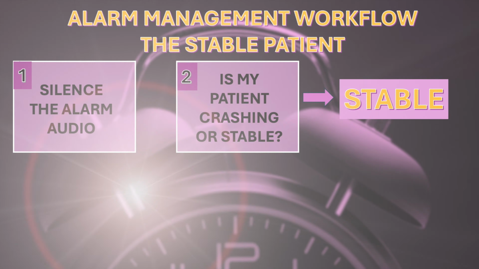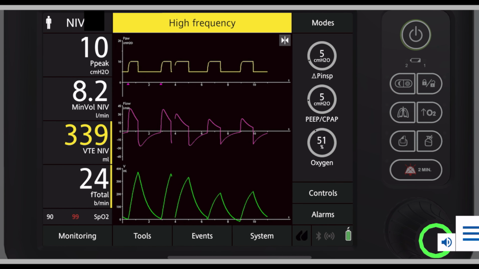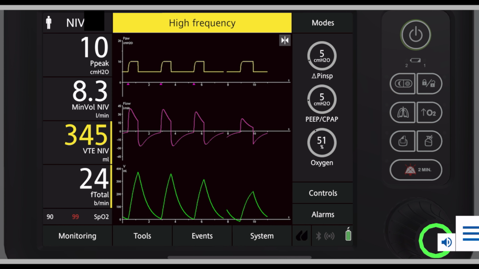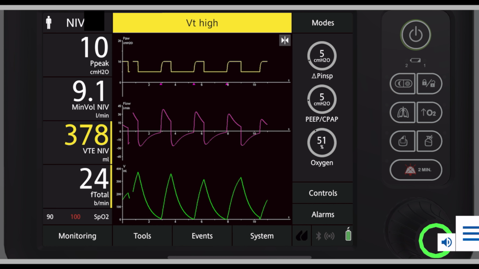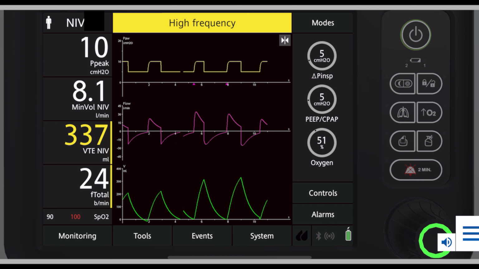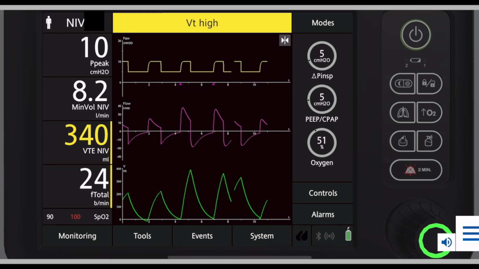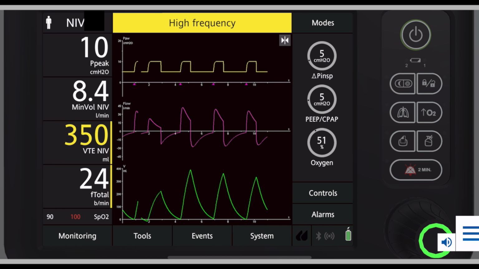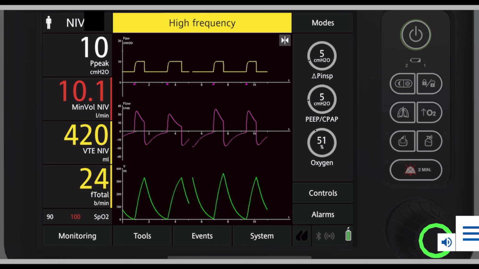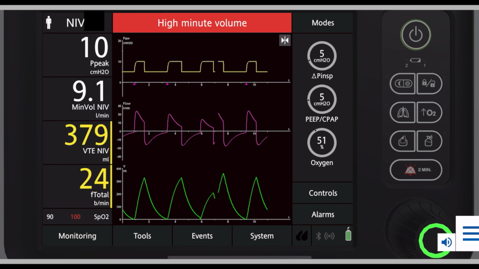What should you do next? Patients on non-invasive ventilation breathe spontaneously at their chosen rate and volume. In many cases, an acutely ill patient who is newly on BiPAP will need to breathe faster and take in excess volume due to distress. Consequently, this increased effort can lead to high frequency, elevated expired minute volume, and high tidal volume alarms.